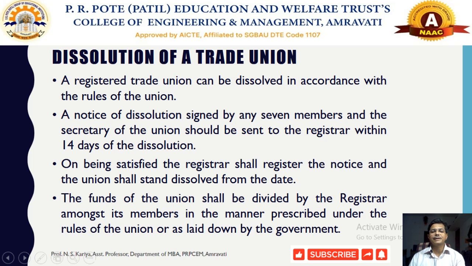The funds of the union shall be divided by the registrar among its members in the manner prescribed under the rules of the union or as laid down by the government. Whatever amount of fund the trade union has collected, at the time of dissolution the registrar will divide that fund equally among all the members, along with any other rules and regulations prescribed by the state government or central government. In this way, the trade union can be dissolved.